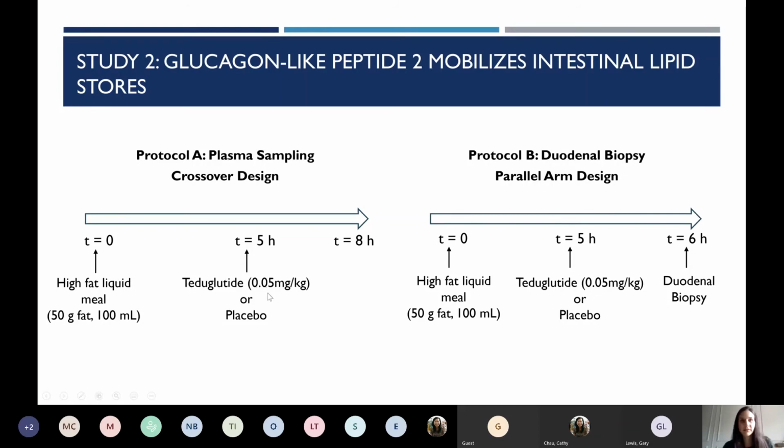But we wanted to see in humans first, doing a similar study where we give again lipid, and then 5 hours later, we're giving either teduglutide, which is the pharmaceutical analog that's used in humans, or placebo. Again, we're doing a plasma study and a duodenal study, giving teduglutide or placebo 1 hour before to do a duodenal biopsy.